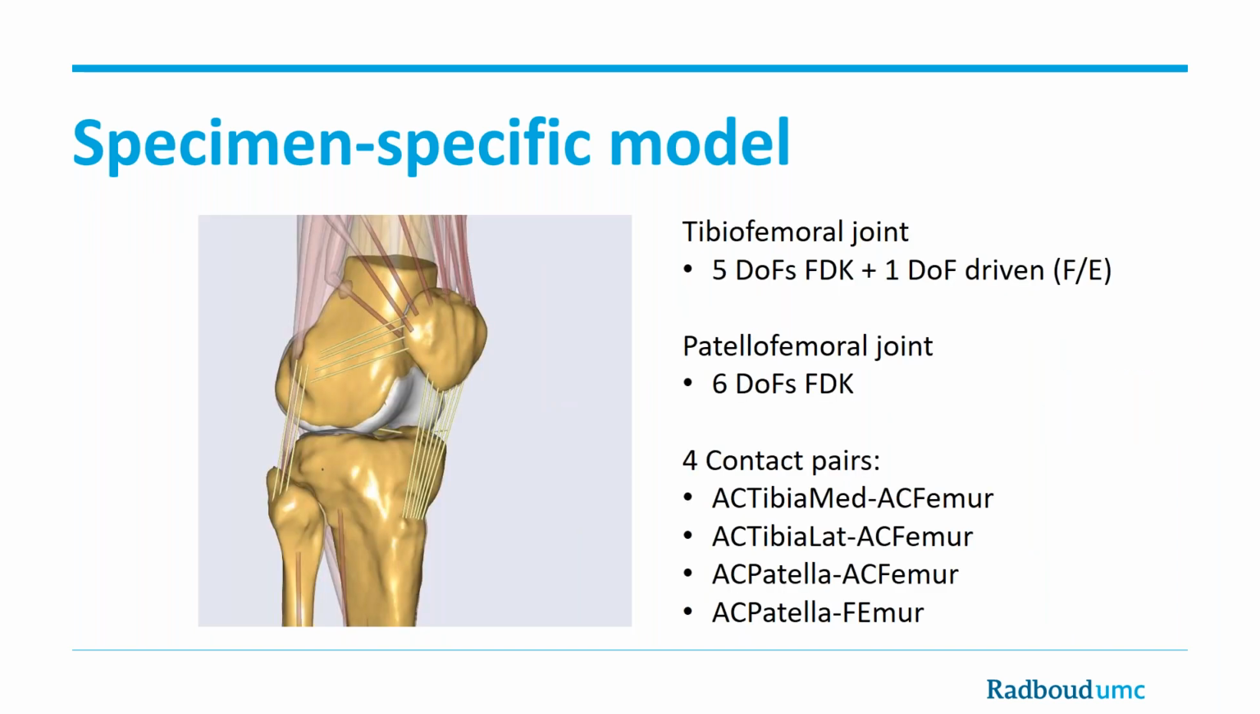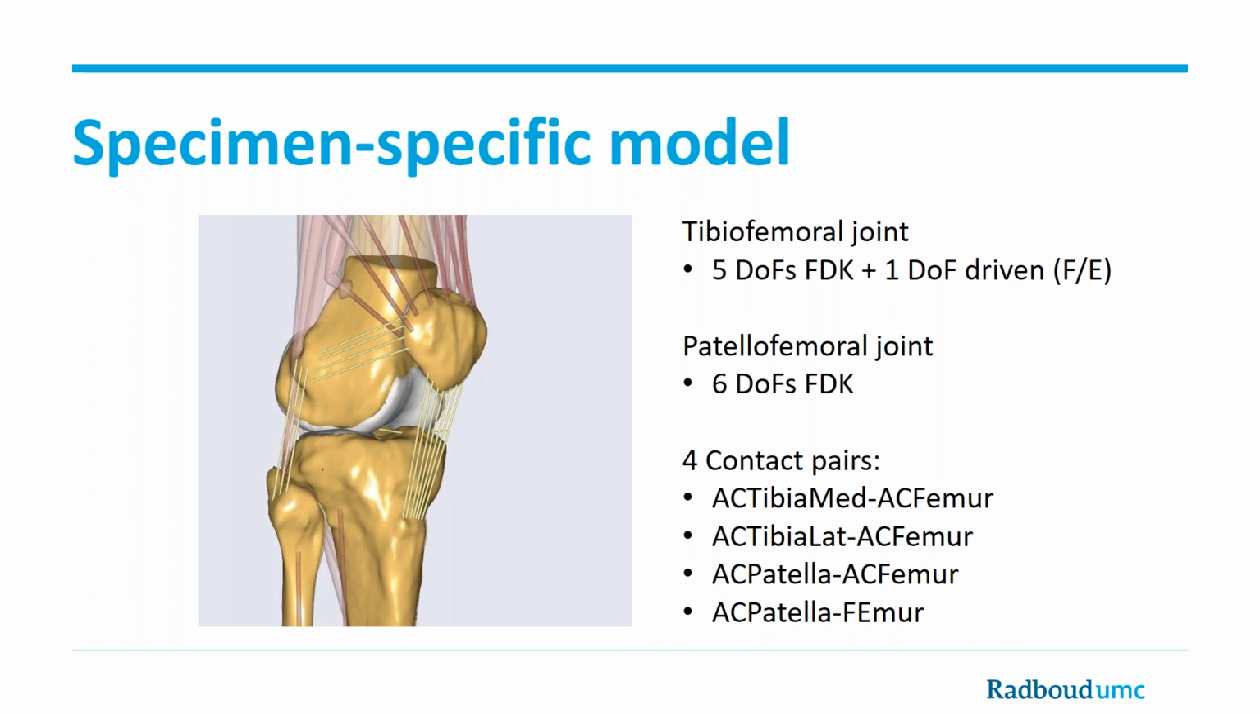The knee model looks like this. It is composed of a tibiofemoral joint with 6 degrees of freedom, one of which is driven and the rest is governed by force-dependent kinematics. And similarly, the patellofemoral joint has 6 degrees of freedom, which are all solved using force-dependent kinematics.